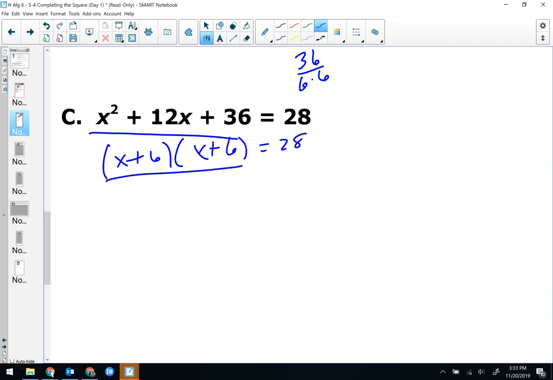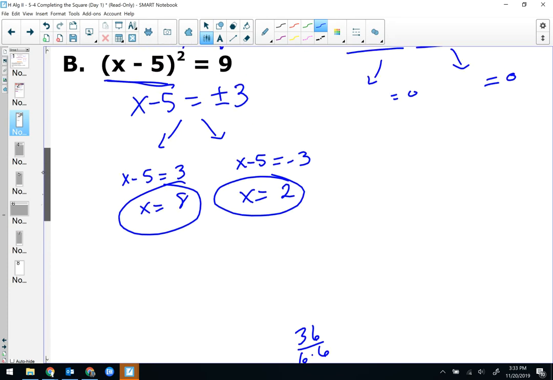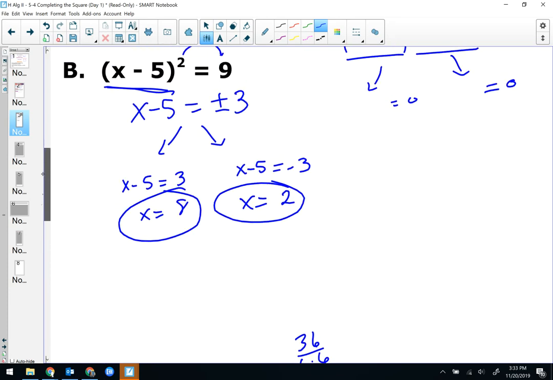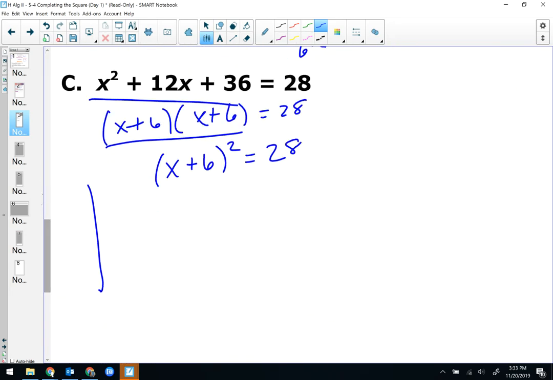Is there another way to rewrite that? Oh. Isn't that meaning the same thing? Oh, so this reverts back to what we did up here. Oops, that doesn't scroll. Right? We had a quantity squared is equal to 9. A quantity squared is equal to 28. So x plus 6 is equal to plus or minus the square root of 28.